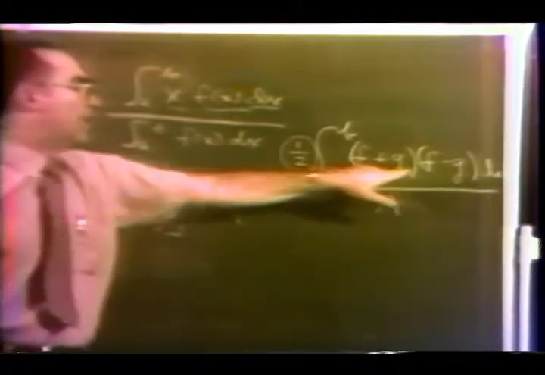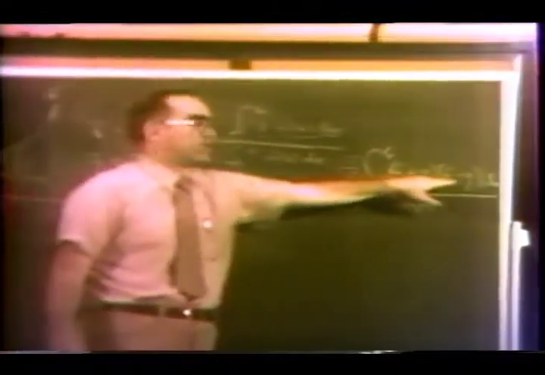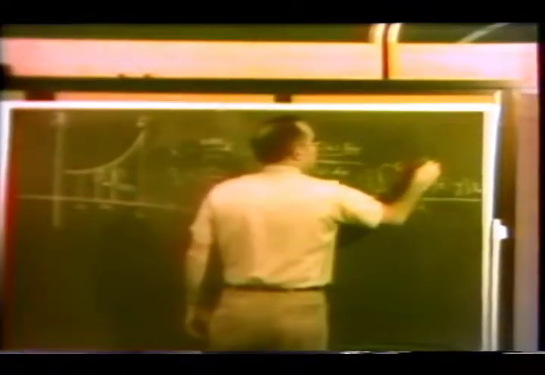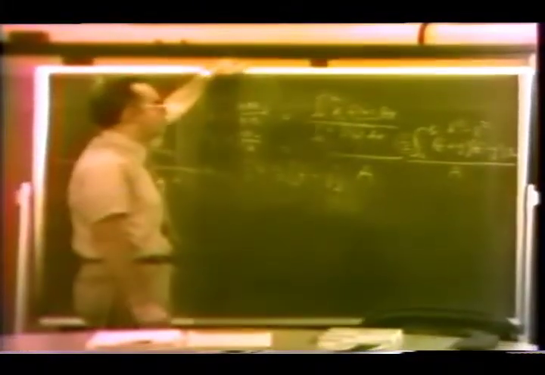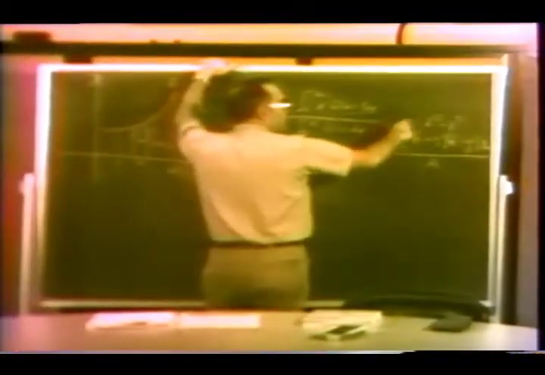And as any good algebra student knows, you can handle this as the sum and difference, which gives you the difference of the squares here. So it basically boils down to f squared minus g squared for the integrand.